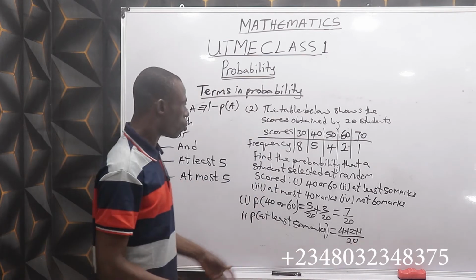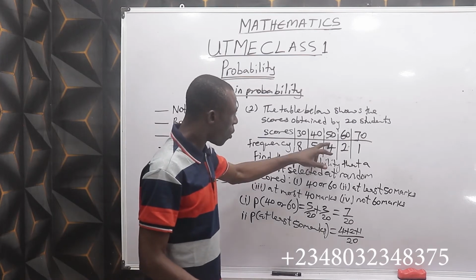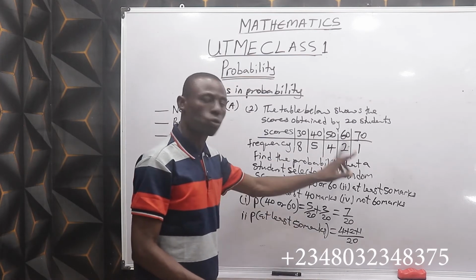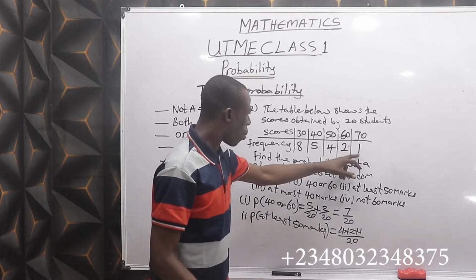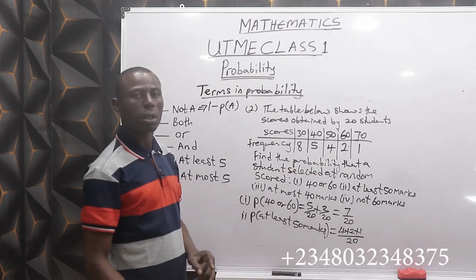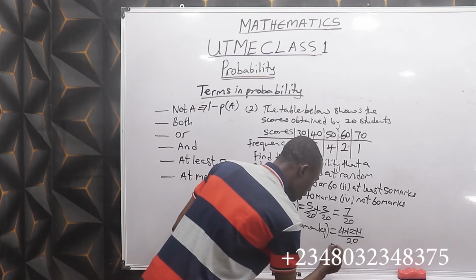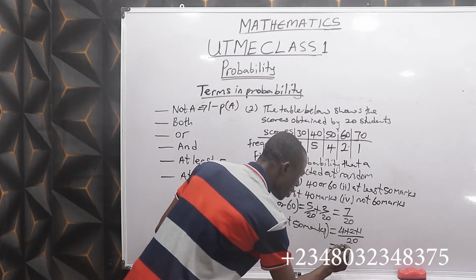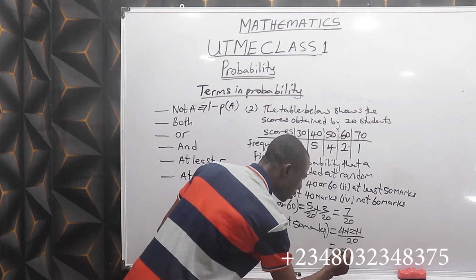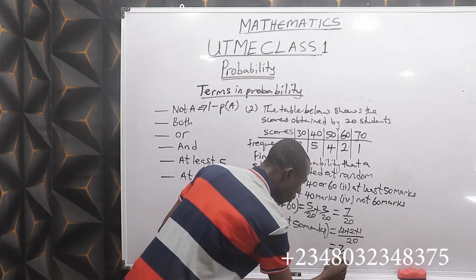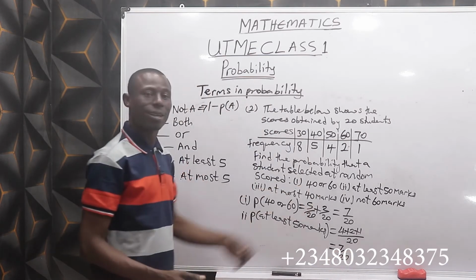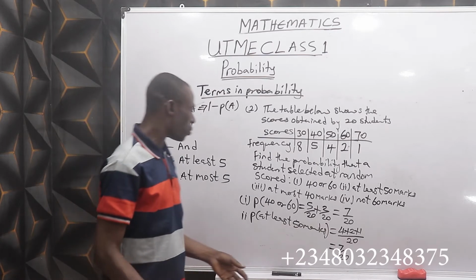You could have it as 4 over 20 plus 2 over 20 plus 1 over 20. But at the end of the day, you work it out like this, and the answer is 7 over 20. Wow, what a coincidence. The answer is 7 over 20.